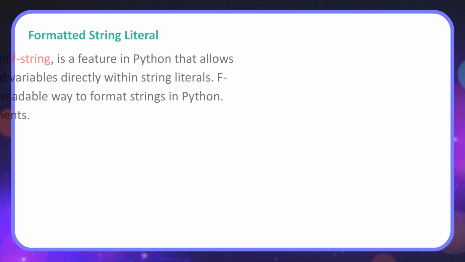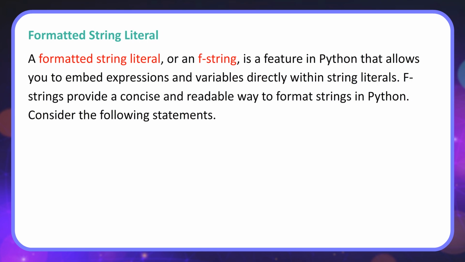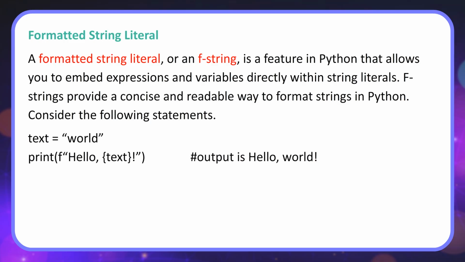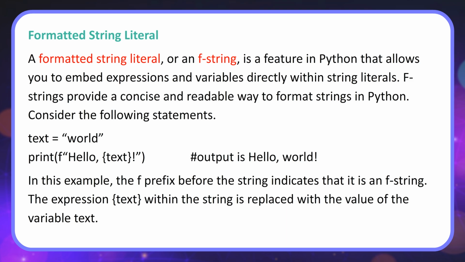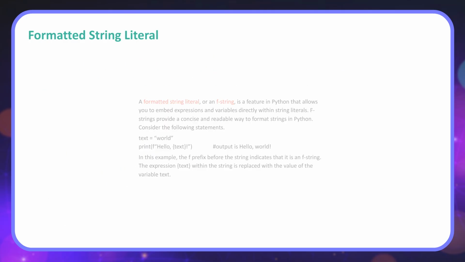Formatted string literal. A formatted string literal, or an f-string, is a feature in Python that allows you to embed expressions and variables directly within string literals. F-strings provide a concise and readable way to format strings in Python. Consider the following statements. text equals 'world'. print f'hello {text}'. Output is hello world. In this example, the f prefix before the string indicates that it is an f-string. The expression text within the string is replaced with the value of the variable text.